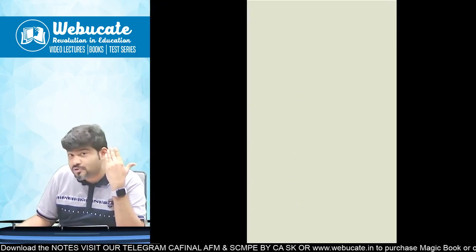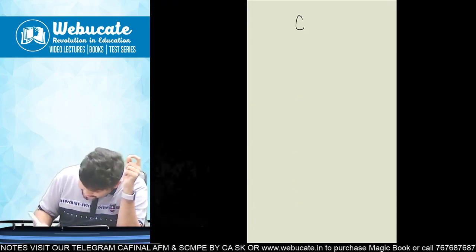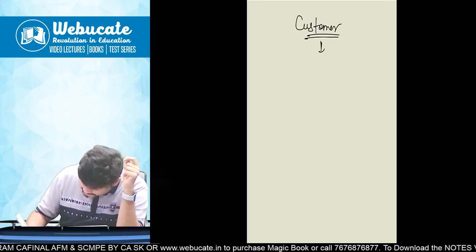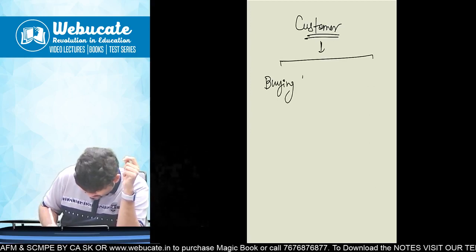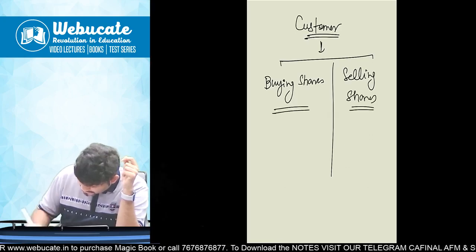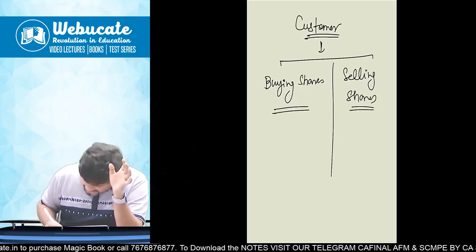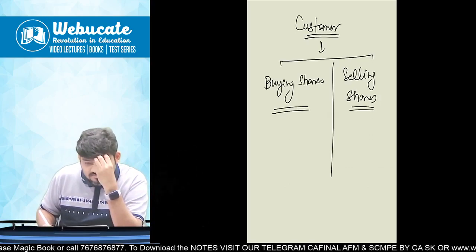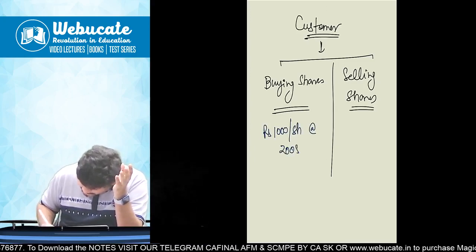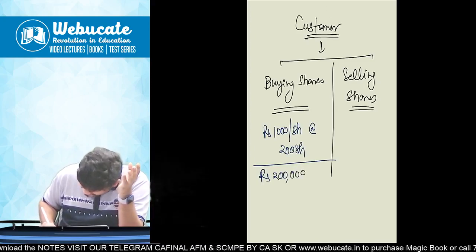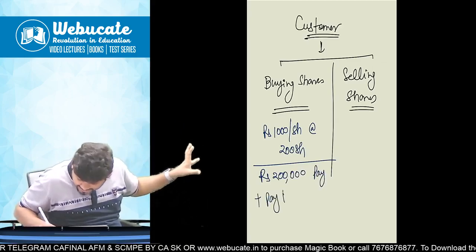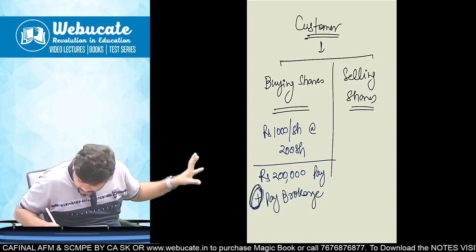Do you remember my examples of mutual fund load? I'll give the same example. Suppose you are the customer, and as a customer you are buying shares. There can be two situations: one, you are buying shares, and other, you are selling shares. Suppose you buy shares at rupees 1000 per share, 200 shares. So you will have to pay rupees 2 lakh. Correct? Now, when you are buying, you pay rupees 2 lakh plus brokerage. So margin is added.